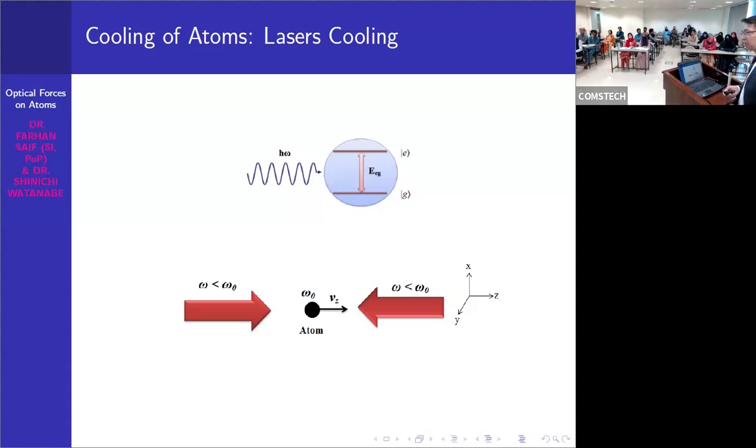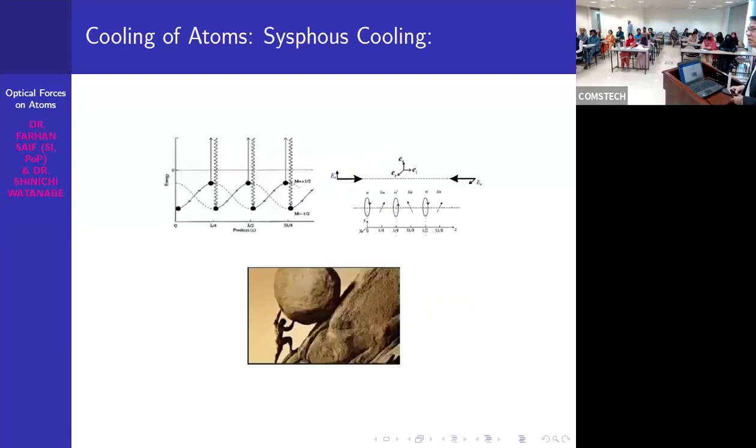And then this process reduces the temperature of the particles down to millikelvin. Beyond millikelvin, we further reduce the temperature by reducing the velocity of the particle following the Sisyphus cooling phenomenon. Now, this Sisyphus cooling phenomenon is applied to the atoms in the presence of a polarization gradient of the field.